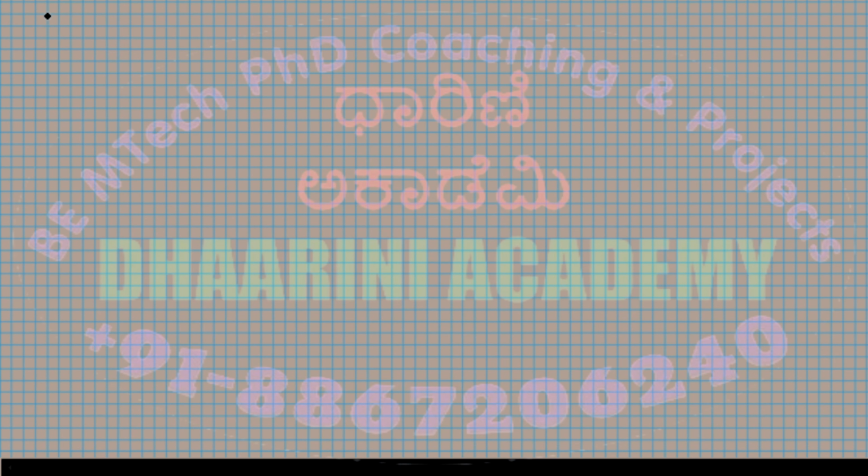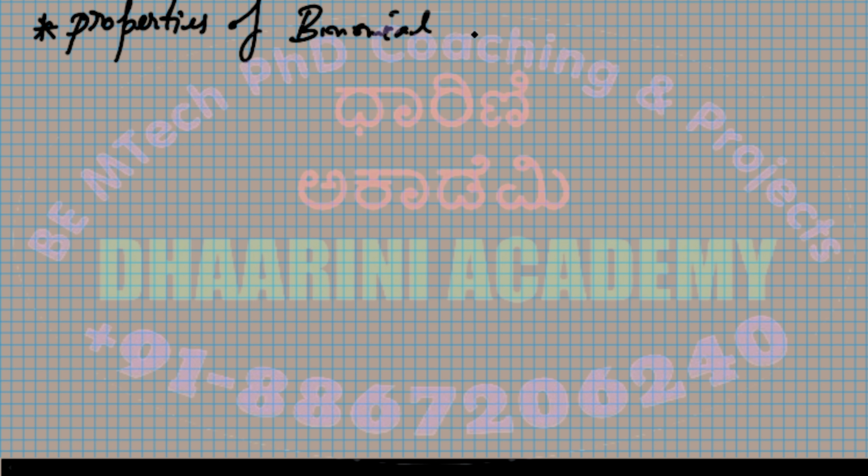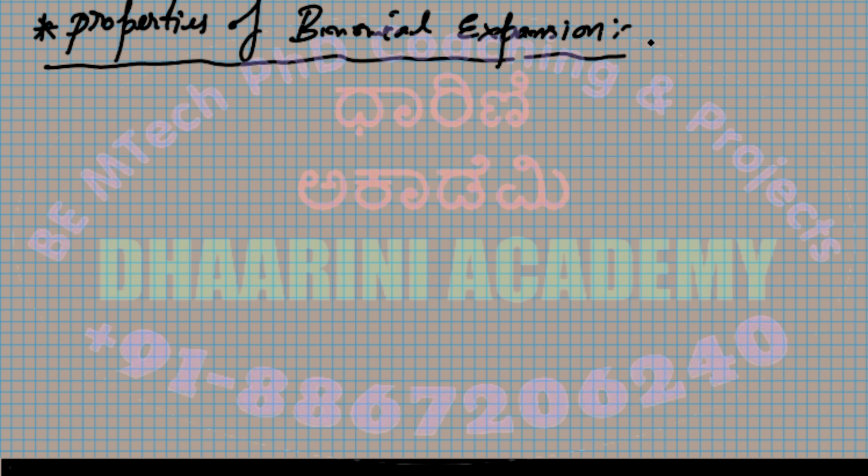We'll move on to the next topic. The next topic is the properties of the binomial expansion. The property of binomial expansion, right? So the expansion we are talking about now is generally denoted as (x + a)^n.